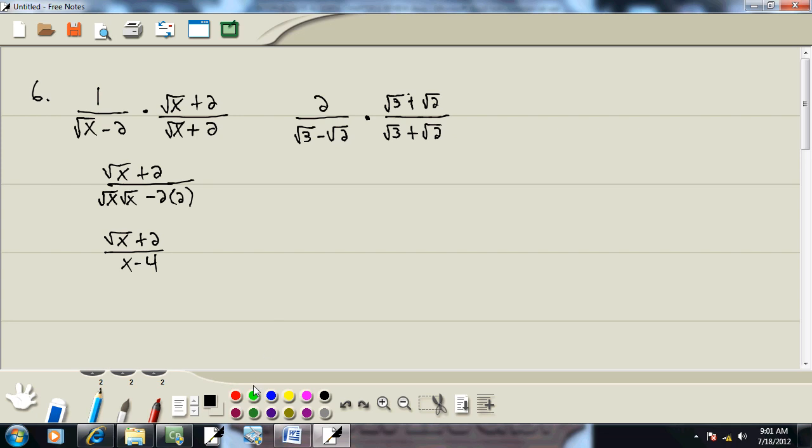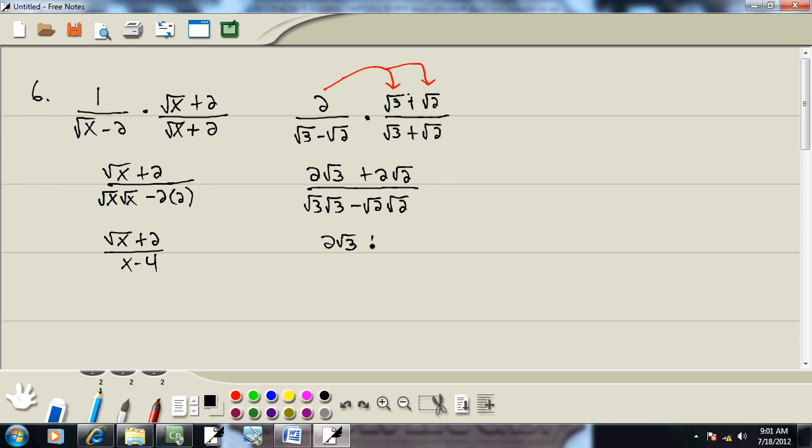Well, up on top, we're going to take the 2, multiply times the square root of 3, and times square root of 2. So that gives us 2 square root of 3 plus 2 square root of 2. And on the bottom, we're going to multiply the first parts together, square root of 3 times square root of 3. And the last parts, so negative square root of 2 times square root of 2.